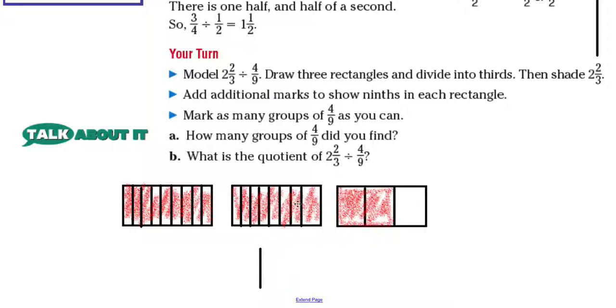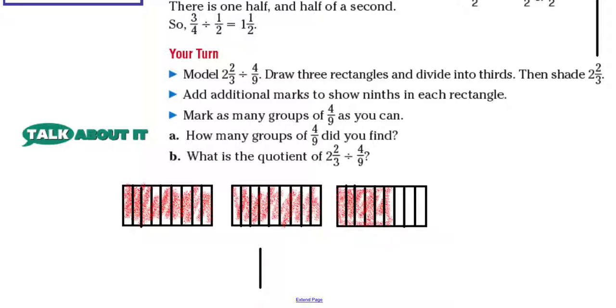And for this last rectangle, bring that down. Oops, not that one. This one. Alrighty. Give me one more line in there. Now our rectangle is divided into ninths, so we want to divide it by 4/9. What we want to do is mark as many groups of 4 over 9 as you can.